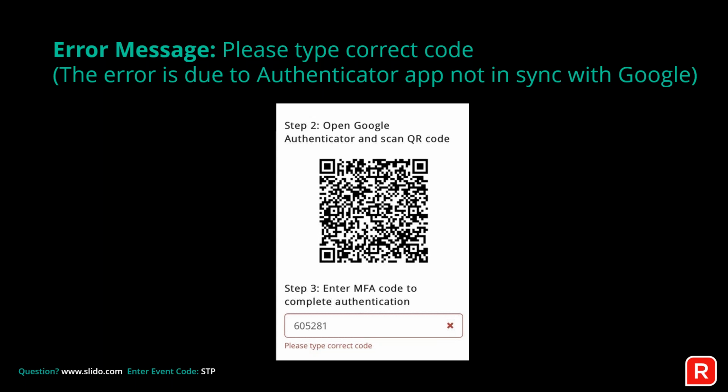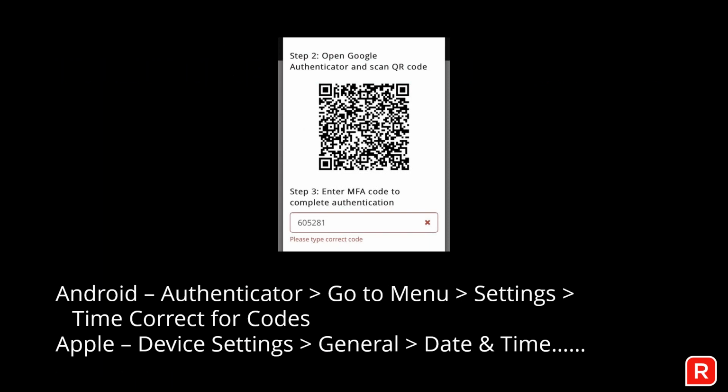And the way to get them back into sync depends on what type of device you have. For Android, in the Authenticator app, go to menu and settings, and there you'll have an option for time correction for codes. Just select that, and that will resync the timing systems of the Authenticator with the Google server. For an Apple device, you do this on the device settings itself: go to General and reselect the date and time settings, and that process will sync the app's timing system with the Google server timing system.